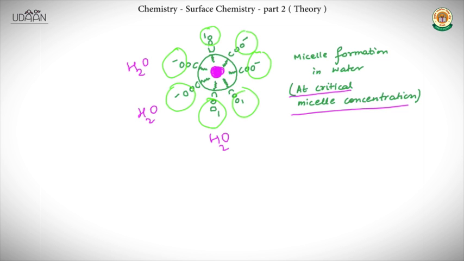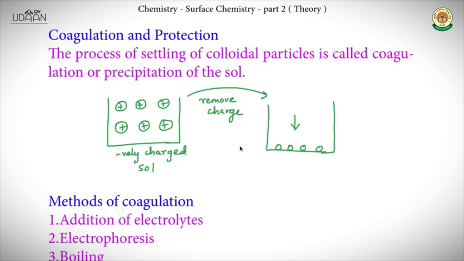Now we come to coagulation and protection of colloids. What is coagulation? The process of settling of colloids is called coagulation or precipitation of the sol. Basically, the lyophobic sols are stable because of the charges present on them. So if I somehow remove the charges, they will come together and accumulate, forming aggregates. When they form aggregates, they will get heavier, and under the force of gravity, they will settle down. Sometimes this is required, sometimes you want to avoid coagulation. Sometimes it's desirable also.